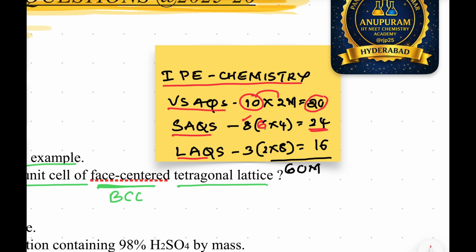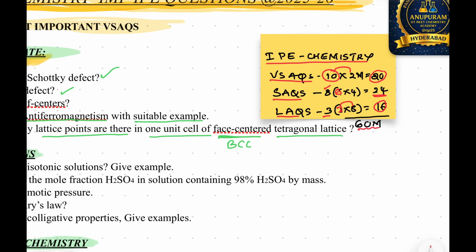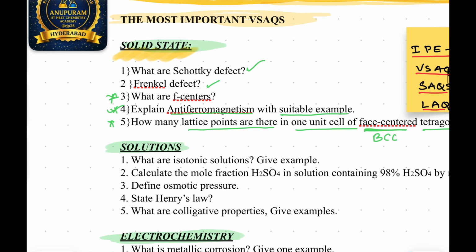Next, LAQs: there are 3, out of which we should write only 2. So 2 into 8, 16 marks. Totally we have a 60 marks question paper. Don't forget this pattern. In LAQs one choice is there, and in SAQs also we have 2 options. Remaining, there is no choice.